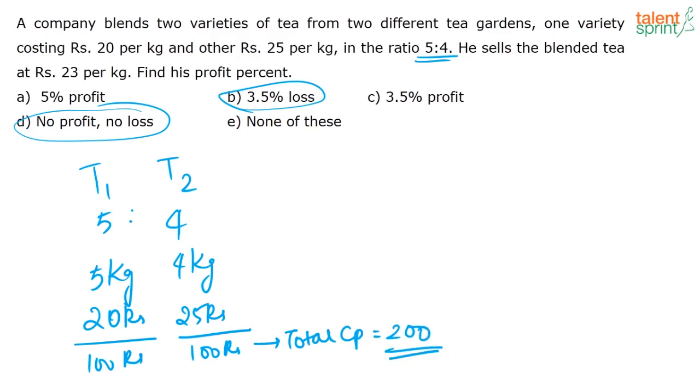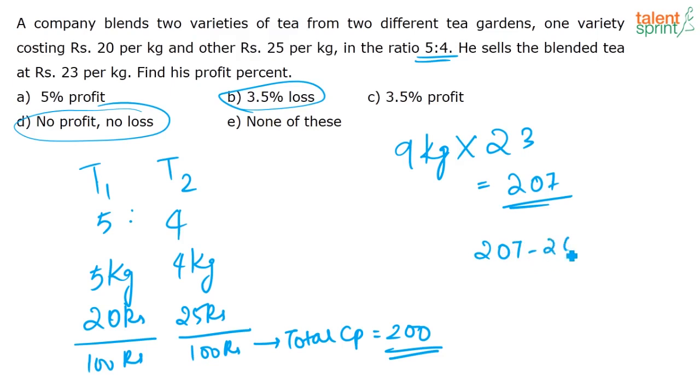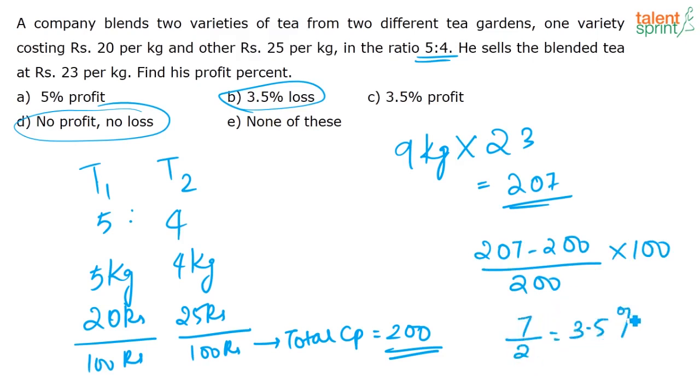At what price am I selling it? Totally how many kgs do I have? I have 9 kgs of tea right now, and each kg I am selling for 23 rupees. So what is my total selling price? 9 into 23, that is 207. So definitely I have a profit. That is 207 minus 200 by 200 into 100. Correct? That's my profit. That is 7 by 2, which is equal to 3.5%.